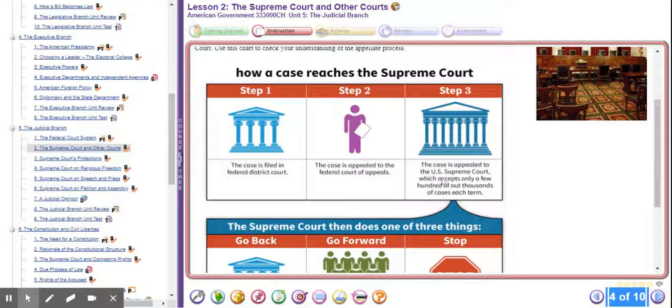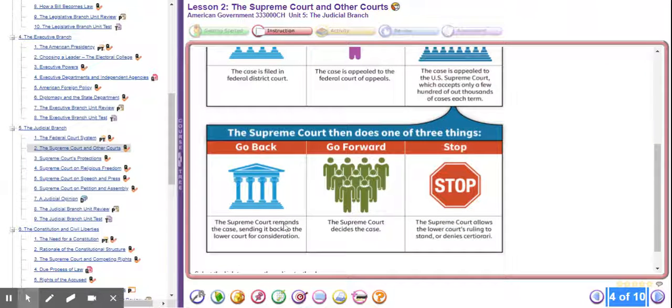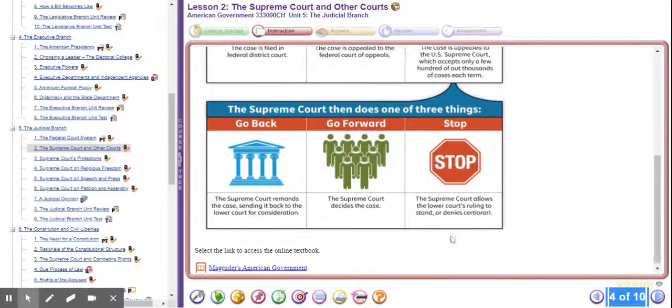The case is appealed to the Supreme Court, which accepts only a few hundred out of thousands of cases each term. And then once they accept the case, they do one of a few things. They could go back. The Supreme Court remands the case, which means we're not going to decide on it, we're going to send it back to federal court. They could go forward, so they could decide the case. They could hear the case and issue a ruling, or they could stop, essentially saying that the lower court's decision was right, and that's it. This case is over, and the ruling stands.